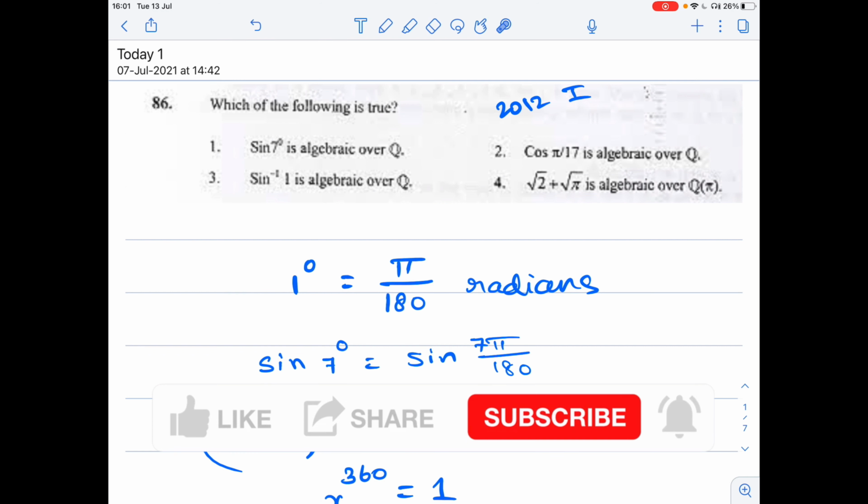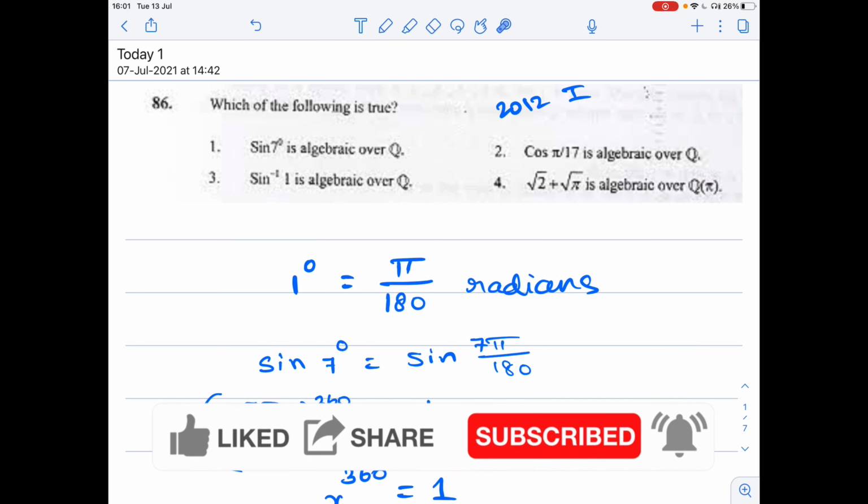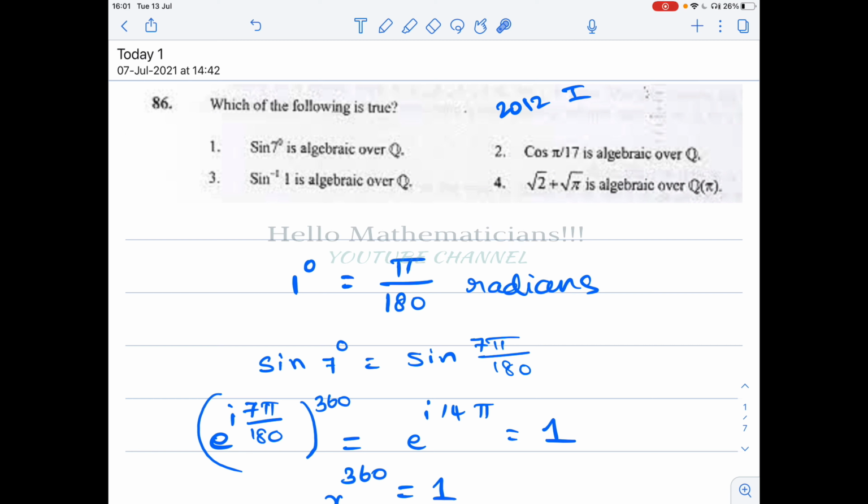Hello mathematicians. Today we see one very important problem from the CSIR exam. It was asked in June 2012, and this problem has been repeatedly asked, and you can see many similar problems also. So let's see very conceptually all the details. Which of the following is true? That is what is asked.